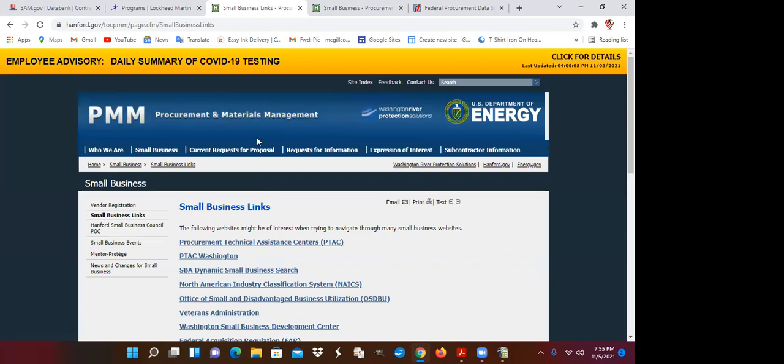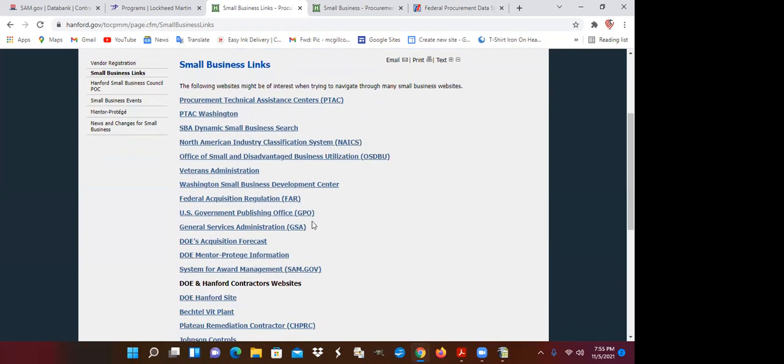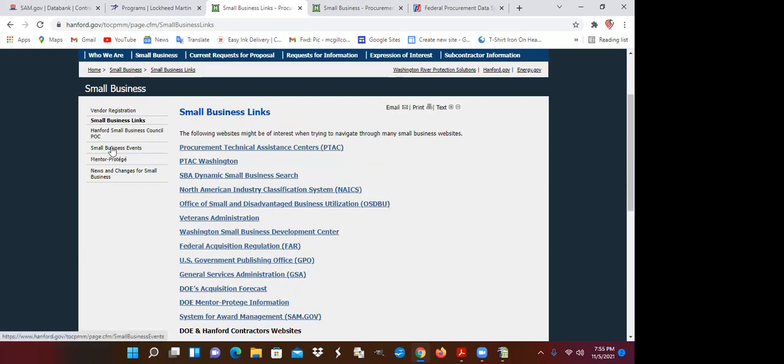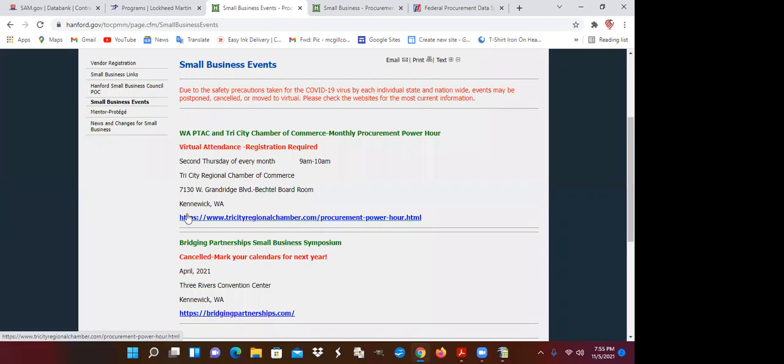Most of the companies as well are going to have these small business links, where you can come through here, and most of them are going to be government links as well, but they'll have these different small business links. Another thing you want to look at is these small business events that they have. If any of these companies that you're trying to do business with are in your area, or if you're available to, you want to go to these small business events, because this is where you can actually meet some of the shot callers, hand in hand, and get valuable information.